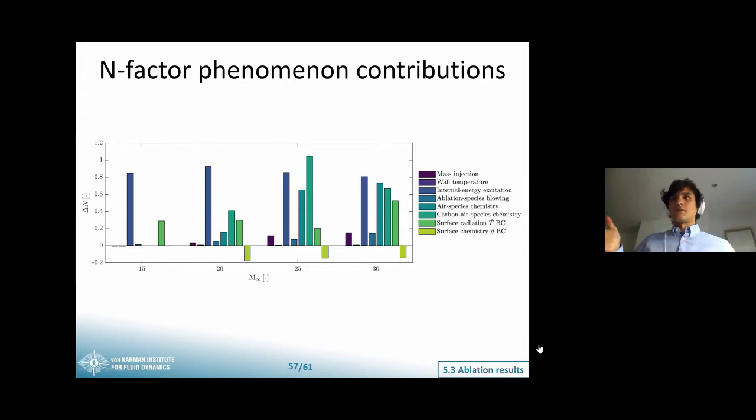And what we saw is that, overall, internal energy mode excitation was destabilizing for all of them, and that most of the phenomena associated with ablation, unsurprisingly, had a stronger effect for the stronger ablating cases. The only phenomenon that was actually stabilizing was the effect of the surface chemistry on the perturbation boundary conditions themselves. So it kind of falls in line with the previous results that I was discussing.